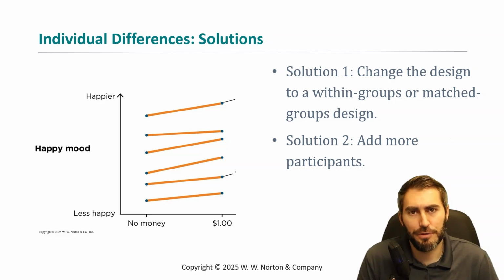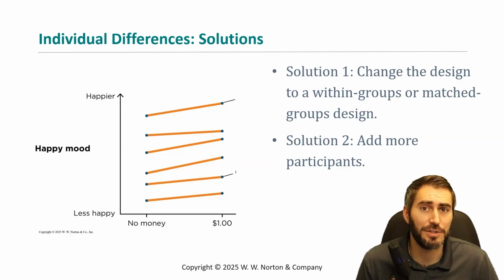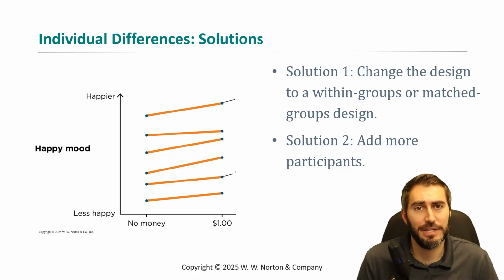There are two solutions for reducing the effects of individual differences. First, we could change the design. Use a within groups design instead of an independent groups design. When you do this, each person receives both levels of the independent variable, and individual differences are controlled for. It's easier to see the effect of the independent variable when individual differences aren't obscuring between groups differences. You can also use a matched groups design. Pairs of participants are matched on individual difference variables, and it's easier to see the effect of the independent variable.